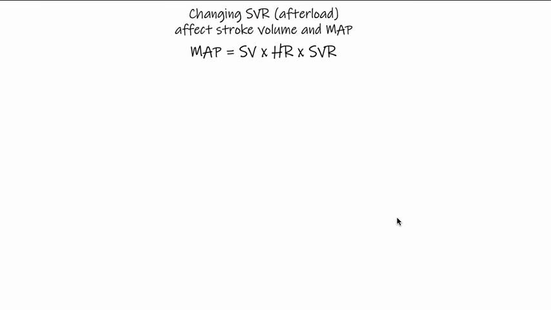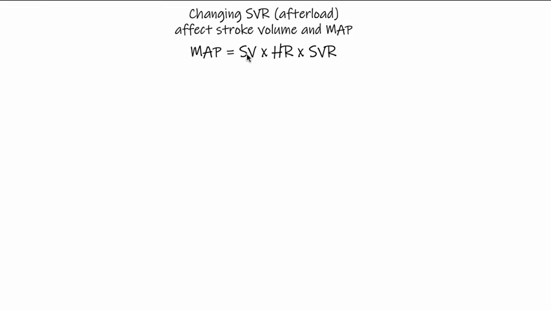So some of you are already looking ahead and thinking, well, you seem to have just contradicted yourself in the last few slides. And so I want to address that. So I had said that if we change or increase systemic vascular resistance, that is going to increase mean arterial pressure. Or if we decrease systemic vascular resistance, that's going to decrease mean arterial pressure.